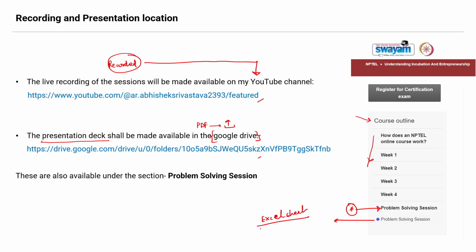In the Excel sheet, you will have the YouTube links as well as the link for the Google Drive, which will be having the PDF. Here you will have the video. All right. Now, why this functionality is made available?